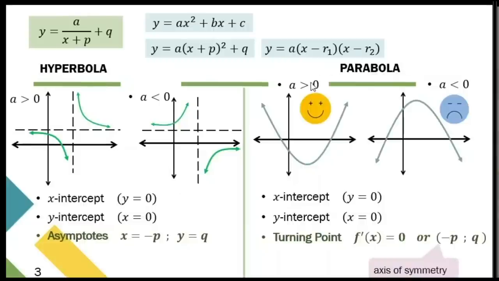Remember, if the a value is greater than 0, we have a parabola that is facing upwards, or as we call it, a happy parabola. And if the a value is smaller than 0, a parabola facing downwards, or as we say, a sad parabola. The q value, our turning point, will reflect my minimum or my maximum point on my parabola. So if we look at the first parabola, where a is greater than 0, we will have a minimum turning point. And if I look at the second parabola, where a is smaller than 0, we have a maximum turning point.